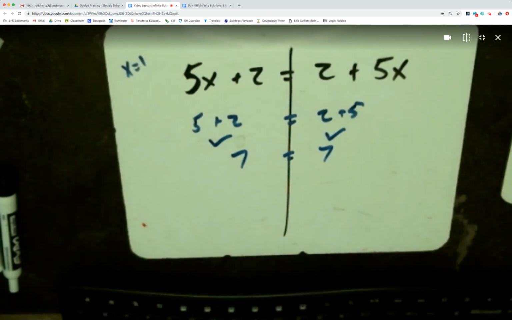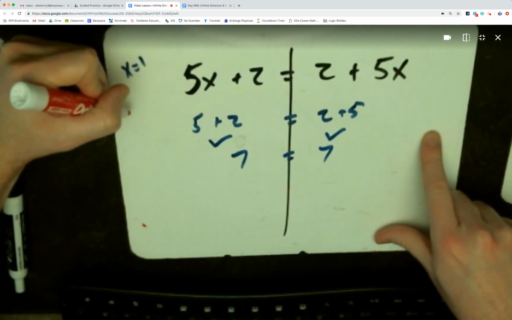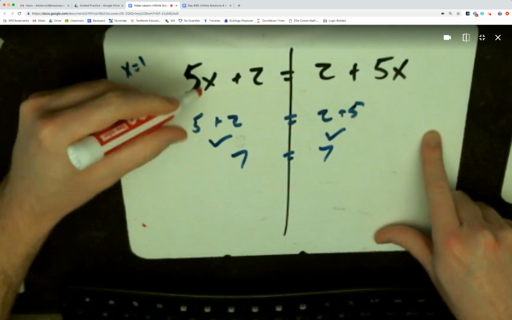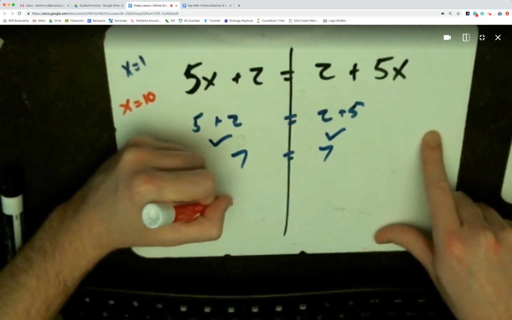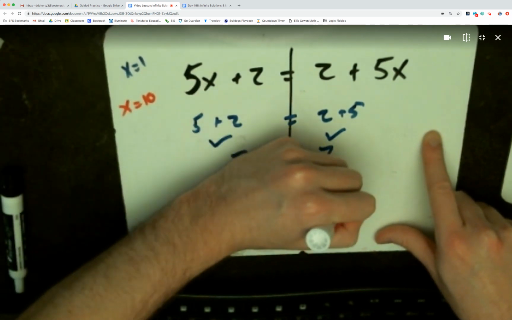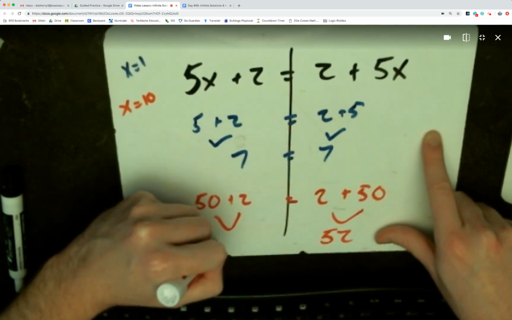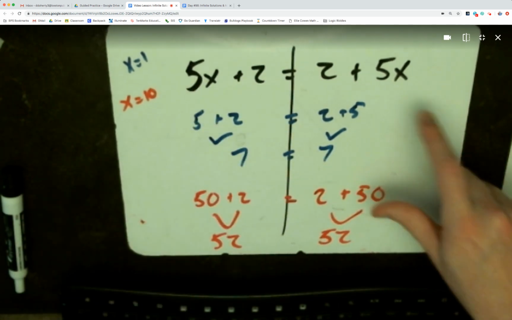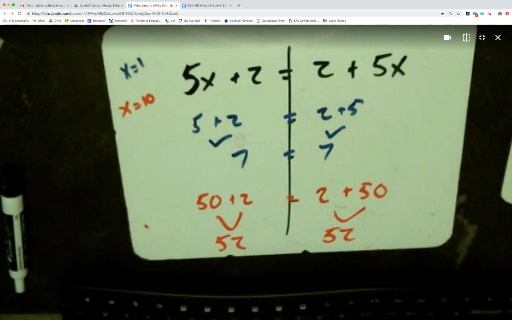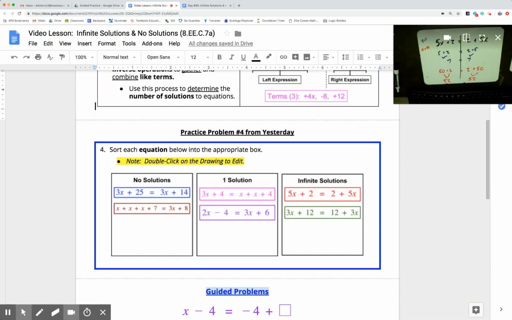If I plug in a different number for x, if I make x equal to 10, 5 times 10 would give us 50. I'd have 50 plus 2 equals 2 plus 50. Because these are equivalent expressions on the left side and right side, it doesn't matter what value I pick for x. At the end of the day, there was an infinite number of solutions to that red equation. Same thing with the green equation here. We see 3x plus 12 is really just the same thing as saying 12 plus 3x.